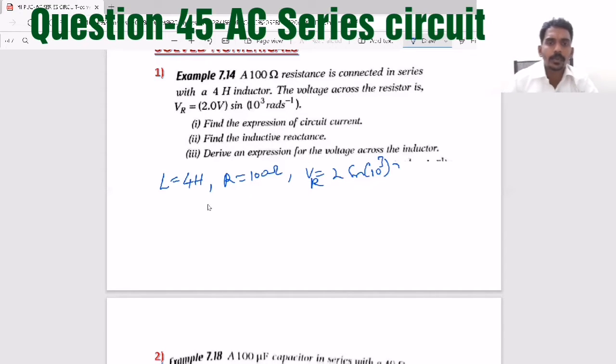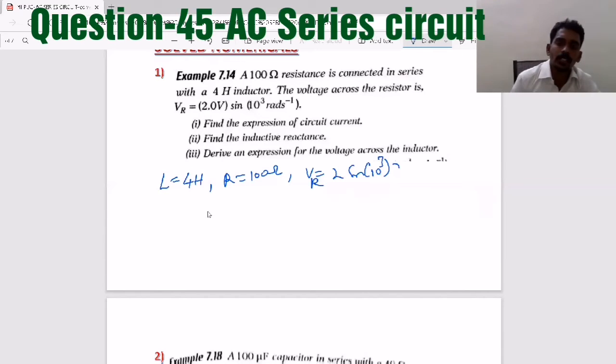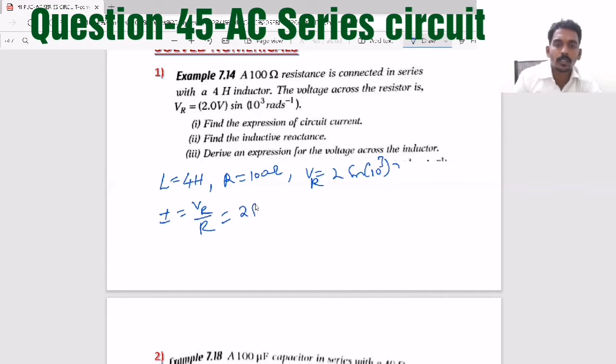Now they are asking to find the expression of the circuit current. As both are in series, the current must be the same. Then the current for the resistor means voltage by resistance. So 2 sine 10 power 3 by resistance, which is 100. Find the inductive reactance. Inductive reactance means XL. XL equals omega L.